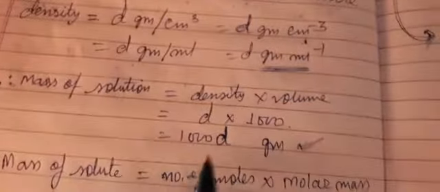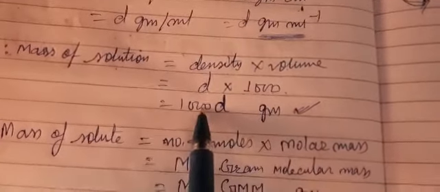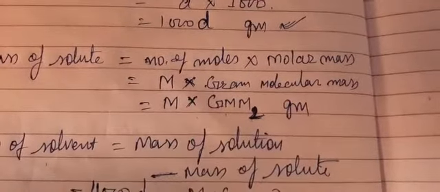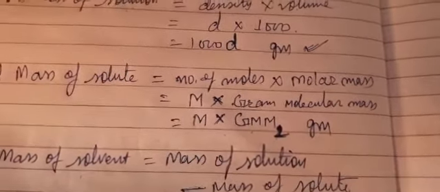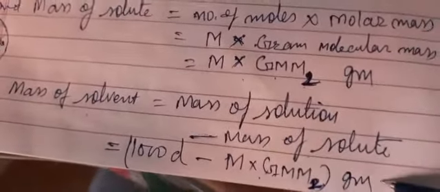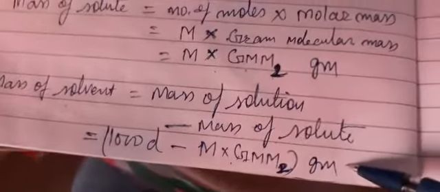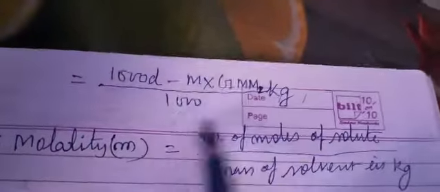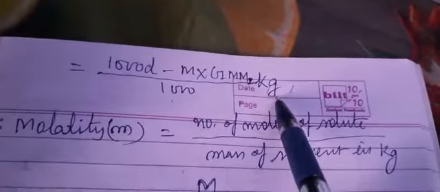It is 1000 d, the mass of the solution. And how much is the mass of solute? This much is the mass of the solute. So both values are written here, and now we have got the mass of the solvent. It can be further rearranged, because this mass of the solvent we have got in gram, but we need it in kg. So that is why it is divided by 1000. Now gram gets converted into kg.